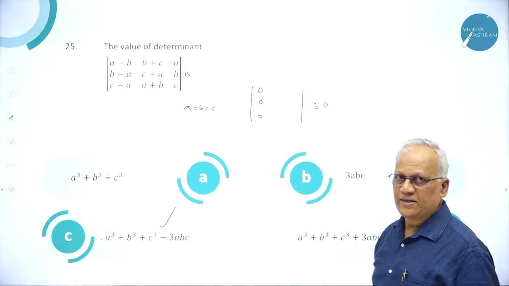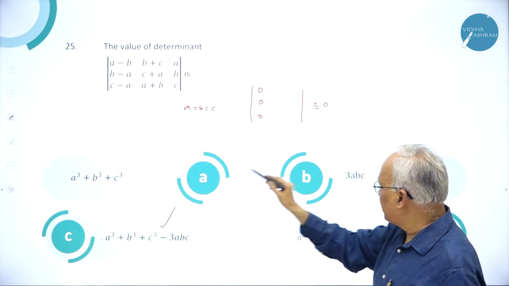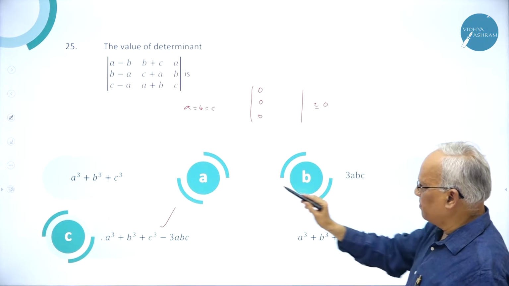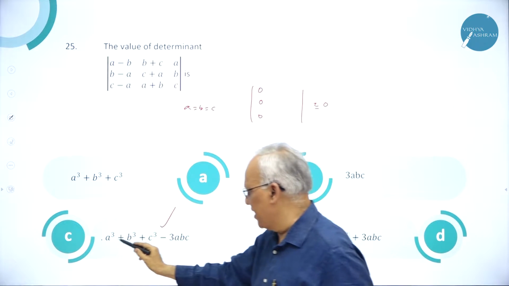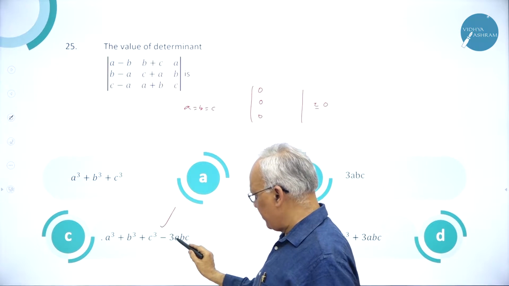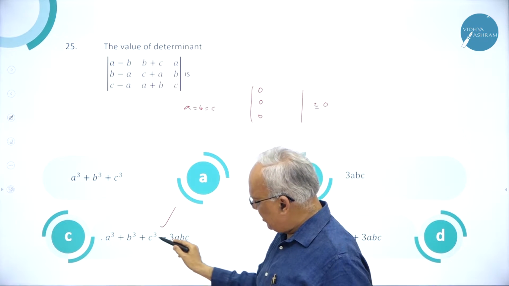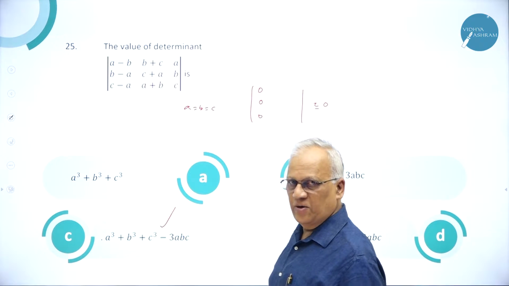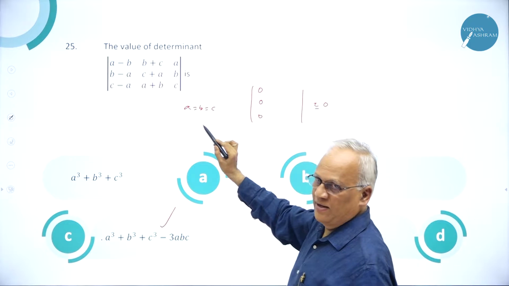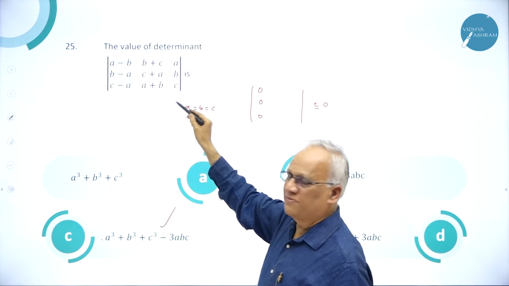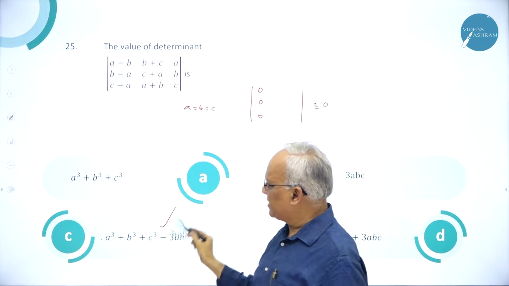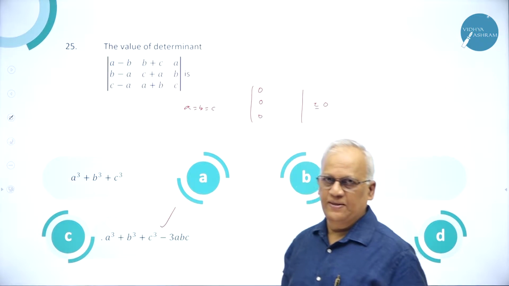Okay, 0 you get. But if you put A equal to B equal to C in all these answers, A, B, D do not give you 0. But here, A cube plus A cube plus A cube minus 3 into A into A into A, 3A cube minus 3A cube, it becomes 0. So that's the technique you apply here. Otherwise, you have to do it the long way. Okay, first it's very time consuming. Okay, this technique you can apply here. Okay, next question.